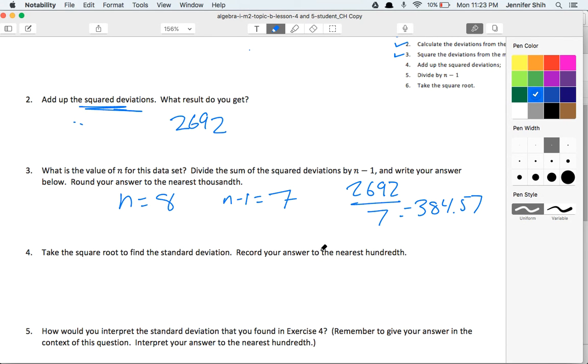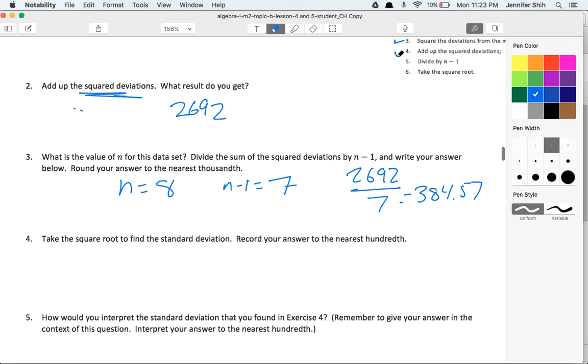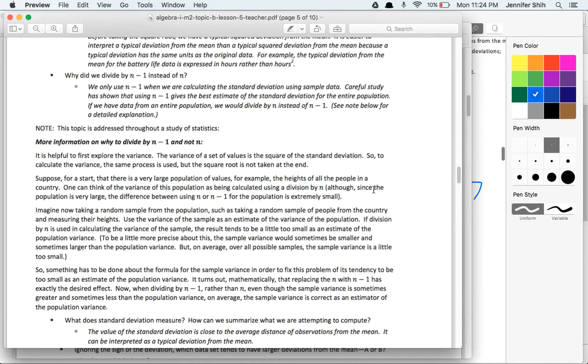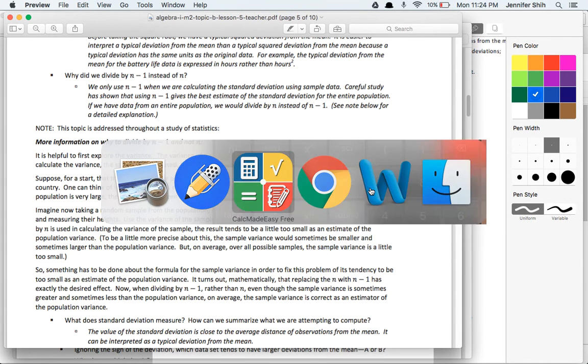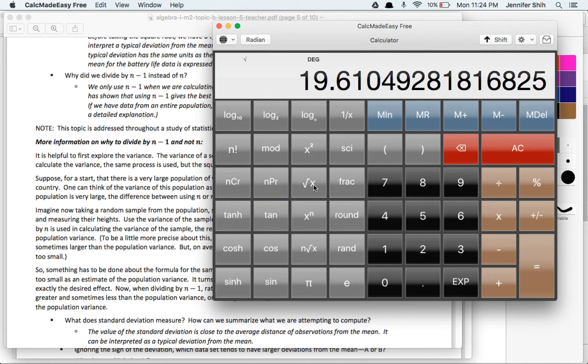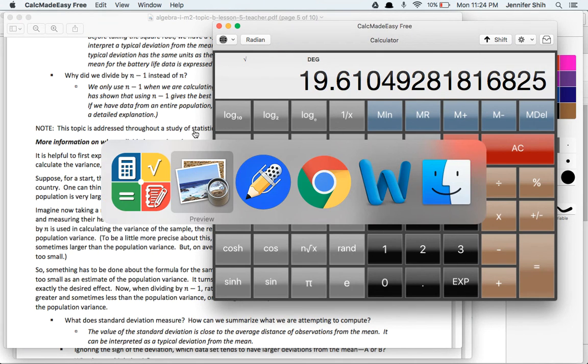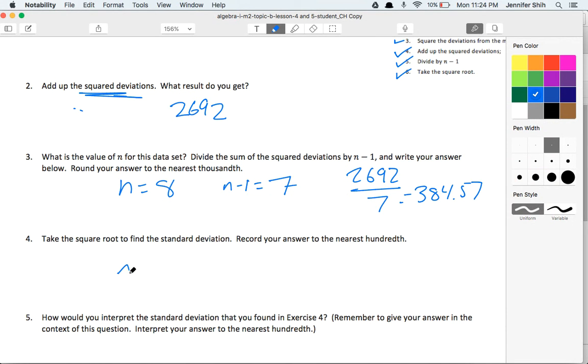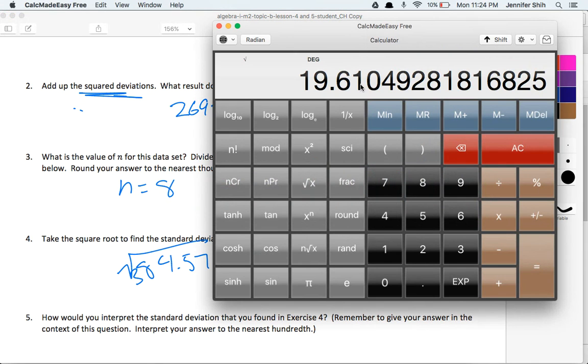And we're going to take the square root. Okay, add up the square deviations, divide by n minus 1, take the square root. Okay, let's take the square root. 19.61. Okay. Oh, round to the nearest hundredth. I did. Wait, I should actually check. Okay.